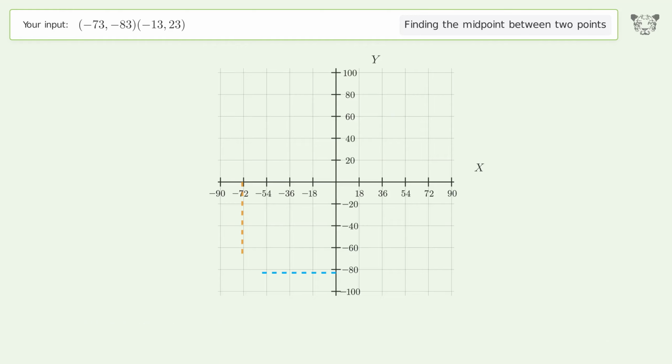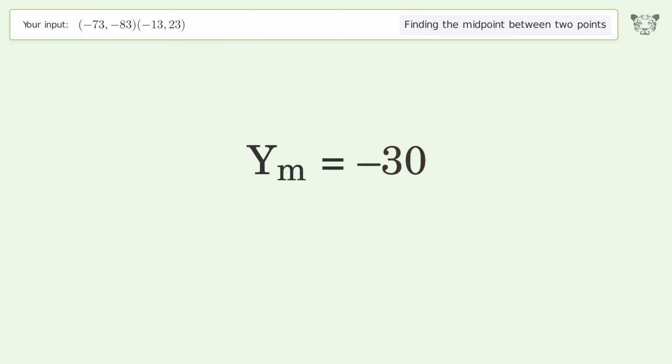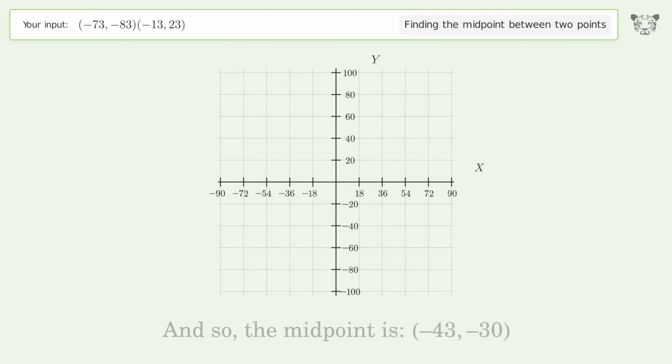Use the y values in the midpoint formula to find the midpoint's y. y1 equals -83. y2 equals 23. Simplify the arithmetic. And so, the midpoint is -43, -30.